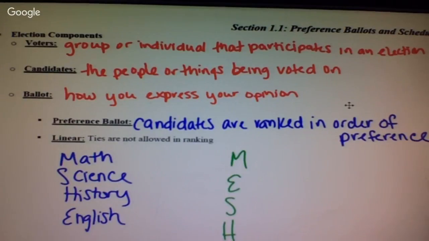You don't just pick a winner, you order them by your preference. One thing, ties are not allowed. So you can't come to me and say, I like math and I like English and science both in second place. One has to go above the other. So you can't have anybody tie. Make sense? Good?